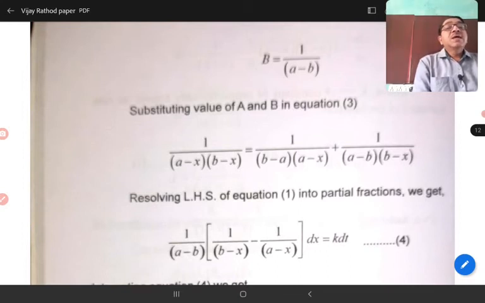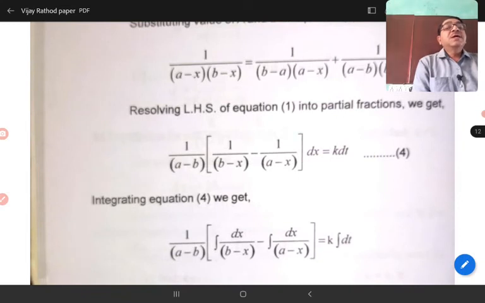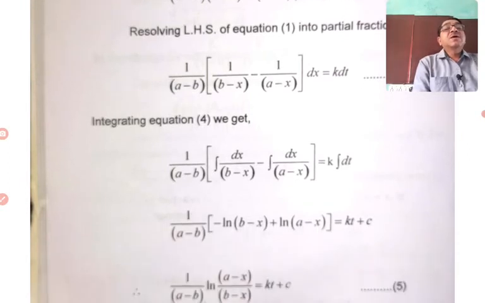So resolving the left hand side of equation number 1 into partial fractions, we get 1 upon (a minus b) in bracket 1 upon (b minus x) minus 1 upon (a minus x) into dx is equal to k dt. We label this as equation number 4. Integrating equation 4, we get 1 upon (a minus b) into the integration of dx upon (b minus x) minus the integration of dx upon (a minus x), in bracket, is equal to k into the integration of dt.